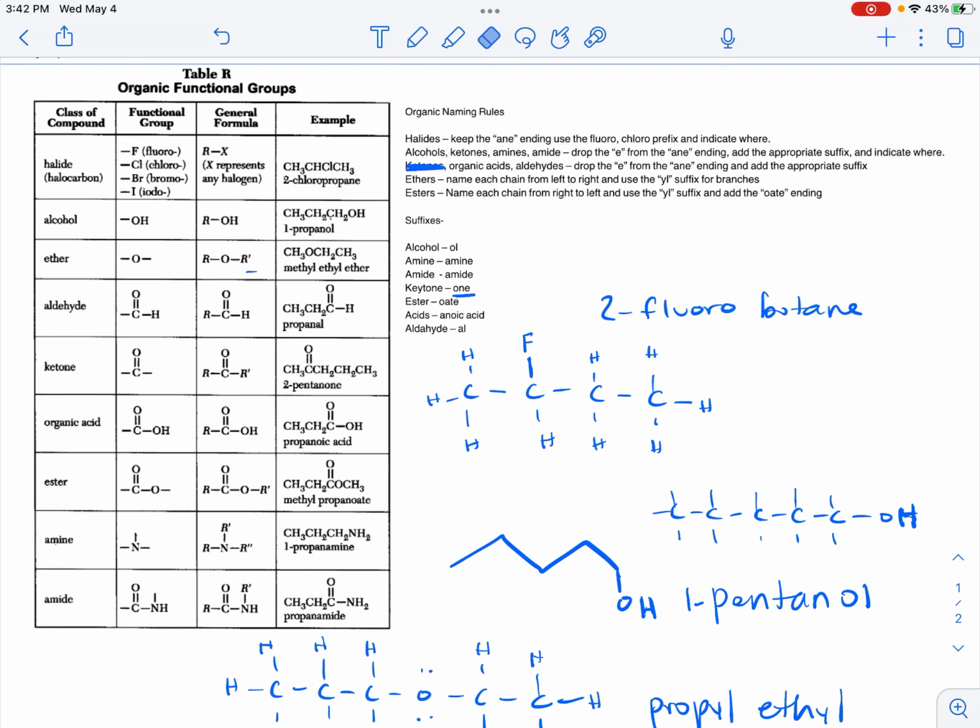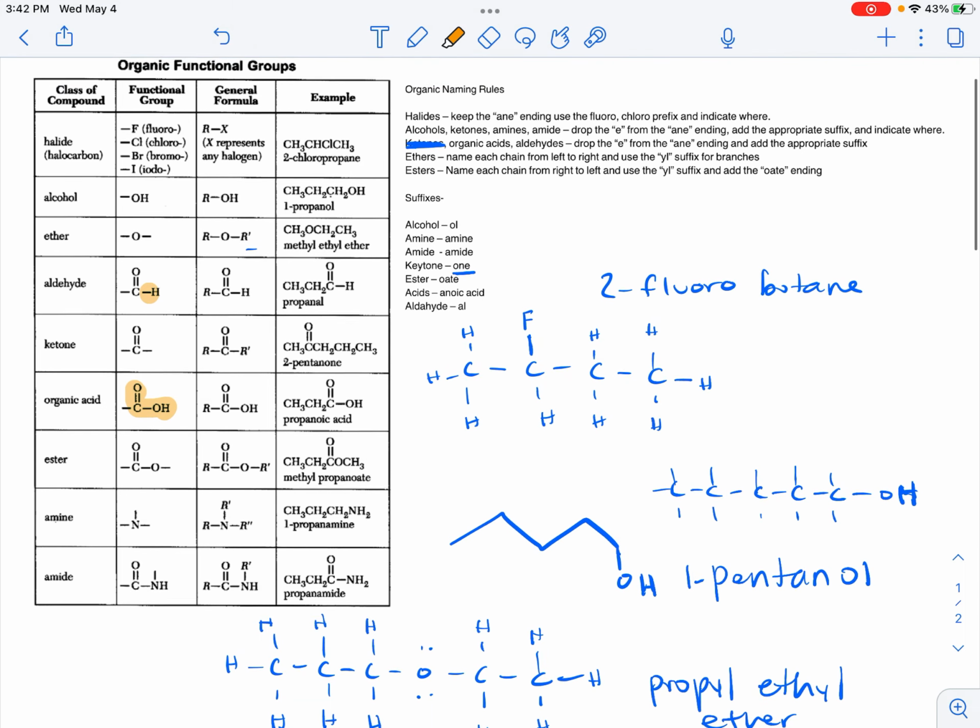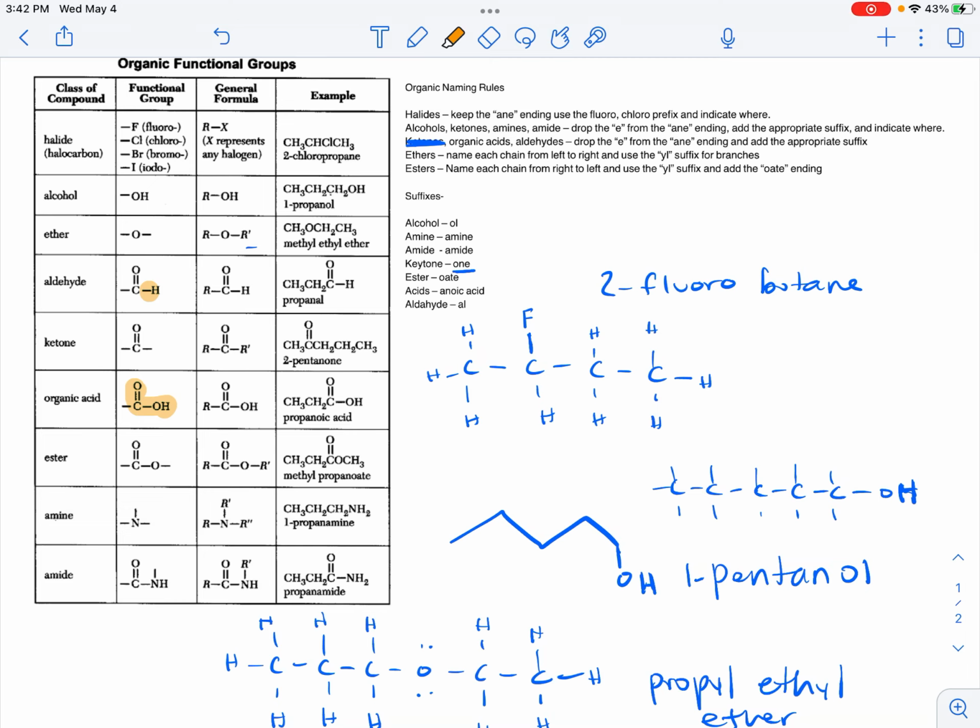Next. So organic acid is also like an aldehyde in that they're always at the end of a chain. Instead of having the H like an aldehyde has, you have an OH when you identify it. And you're just going to add the appropriate suffix, which you can see is -anoic acid.